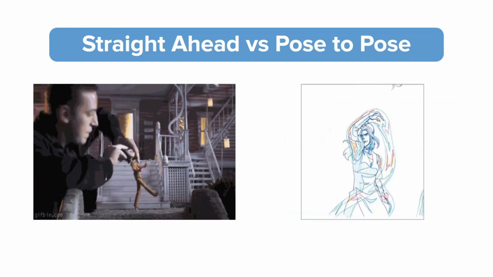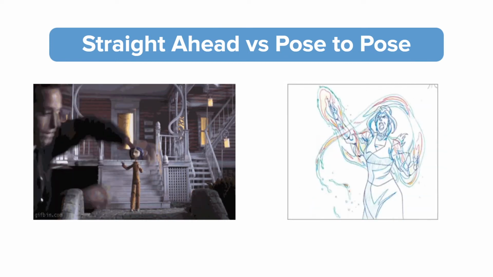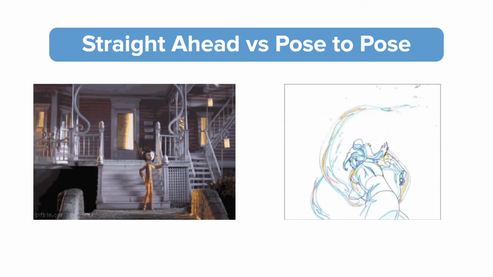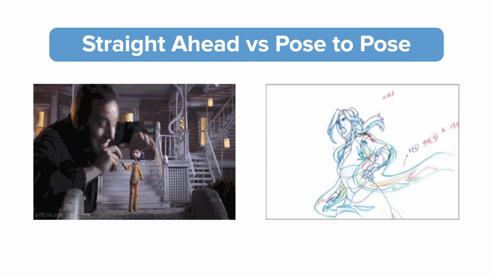Principle number 4, straight ahead versus pose to pose. This principle is mostly about workflow. And in this lesson, I'll explain the difference between straight ahead and pose to pose, and then we'll be animating a box hitting the ground in Maya.